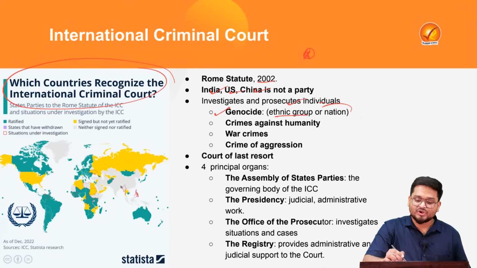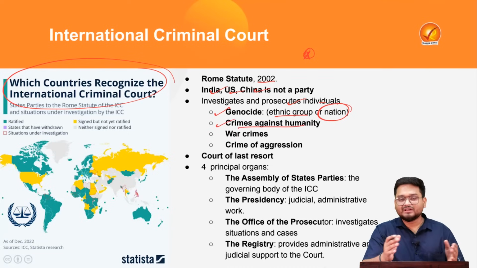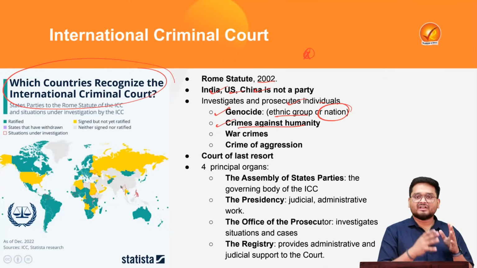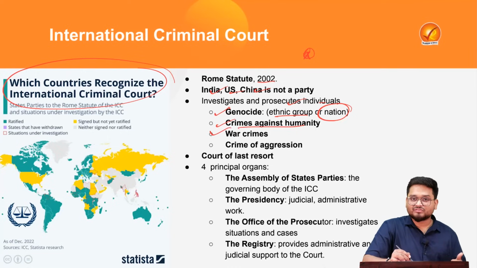against ethnic groups or any particular national groups. It is also against crimes against humanity, such as rape, kidnapping, extortion, and so on. It is also against crimes taking place during wars, known as war crimes, and also crimes of aggression.